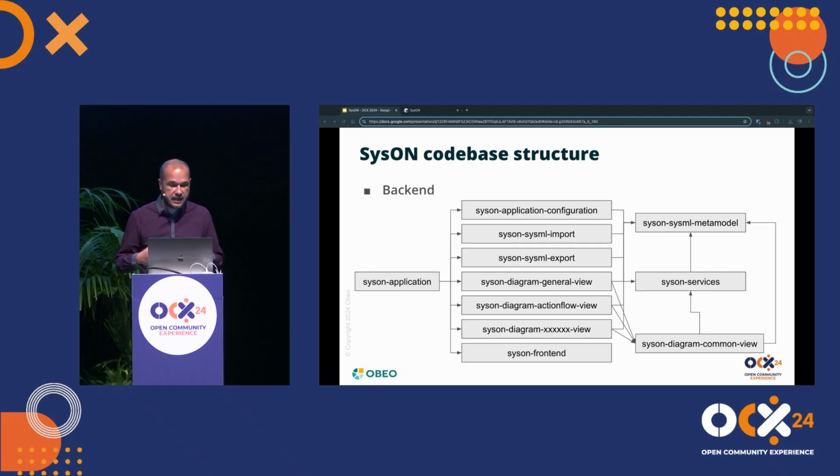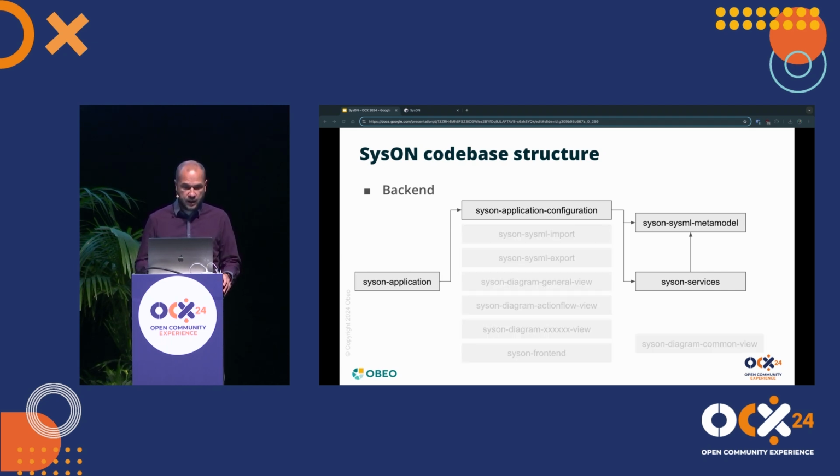So now, let's dive into the code base of SysON. On the backend side, the code is organized as modules. First, you have the SysON application on the left of the screen, which aggregates all modules. It's a Spring Boot application. Then, we have the SysON application configuration module, which contains all the customization and extensions from Sirius Web we've done in SysON. You will find here the Explorer view filters, the custom view, the custom details view, the standard libraries, and many others.